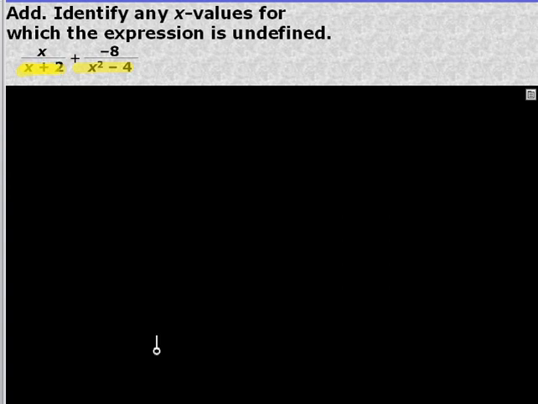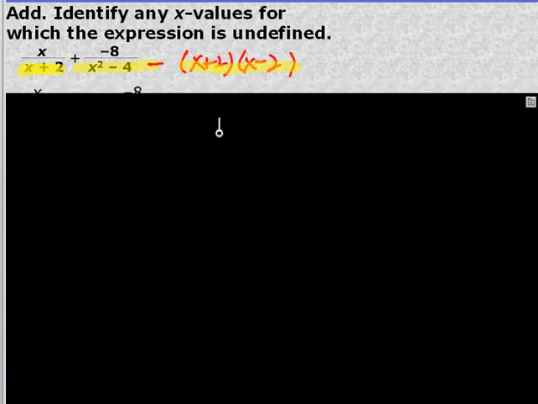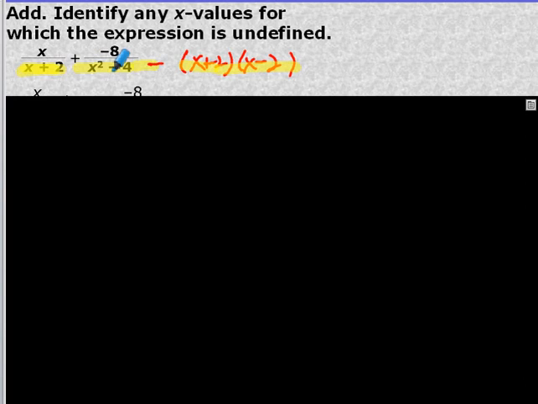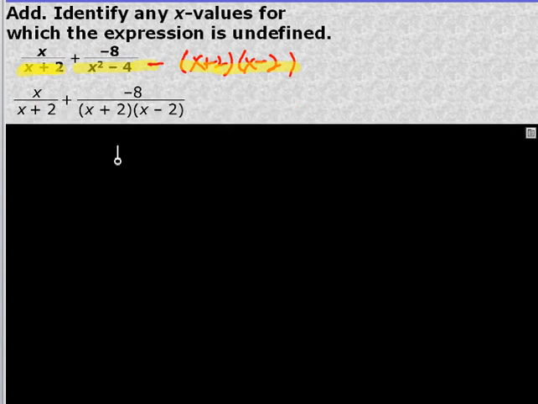This one is already fully simplified. This is the difference of squares, so this can be factored into x plus 2, x minus 2. If we look at all our factors in our denominator, we have an x plus 2, and the highest exponent we've got is x plus 2 to the first power, and then x minus 2 is our other unique factor. So these together are going to be our greatest common denominator. So this one already has the greatest common denominator.